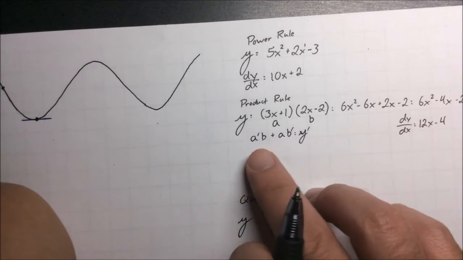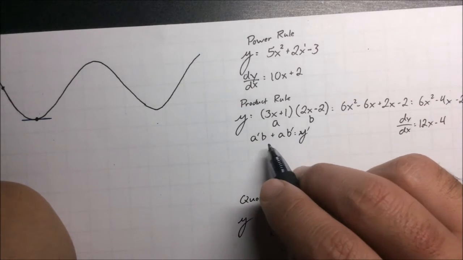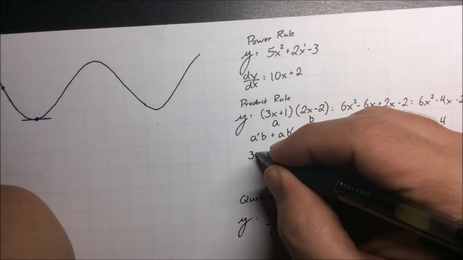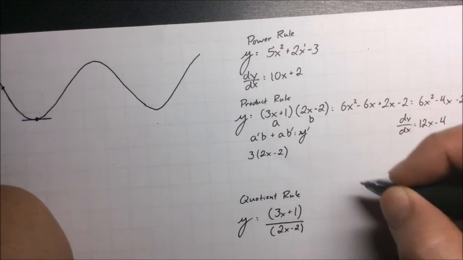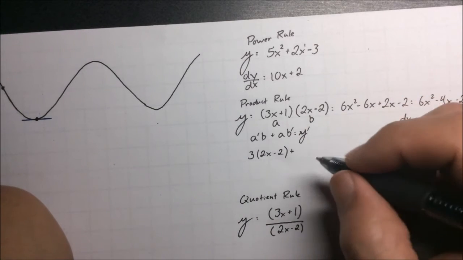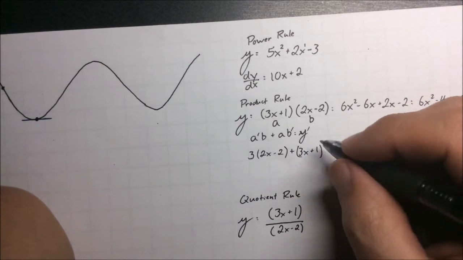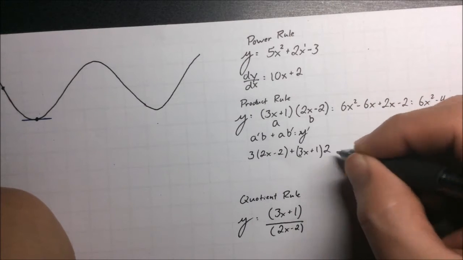So, let's put it into practice. A prime, so 3x plus 1 is A. The derivative of 3x plus 1 is just going to be 3. And we're going to multiply that by B. B was 2x minus 2. We're going to add that to A, which was 3x plus 1, and then multiply that by the derivative of B, which is the derivative of 2x minus 2. That's going to be 2.